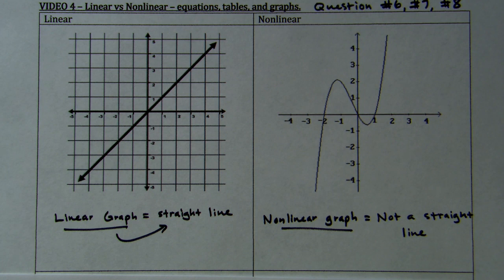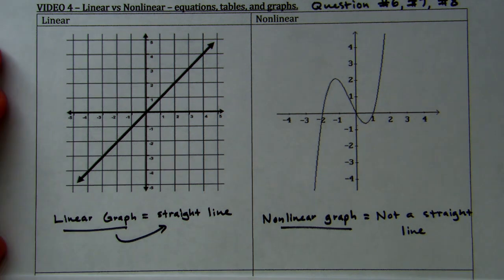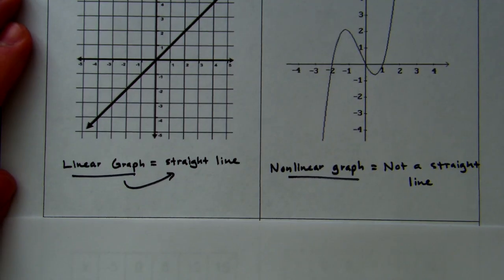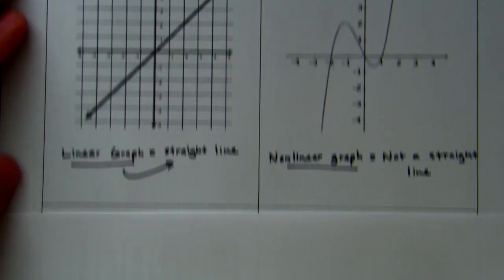Now, if you need to identify if it's a function, watch video 1. We use the vertical line test. So, straight line, it's a linear graph. Not a straight line, it's a nonlinear graph.